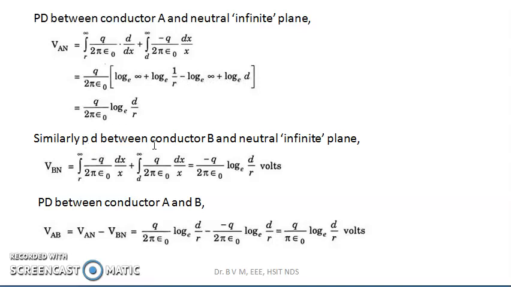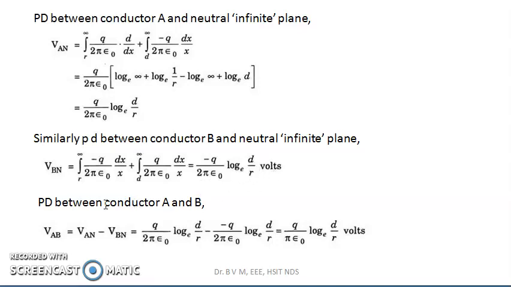Similarly, the potential difference between conductor B and the neutral infinite plane is VBN. This is the potential difference because of the charge on conductor B, and this is because of the charge on conductor A. What is the charge on conductor B? Minus q. What is the charge on conductor A? Q. So after simplification we'll get q minus q by 2 pi epsilon naught log of d by r volts.